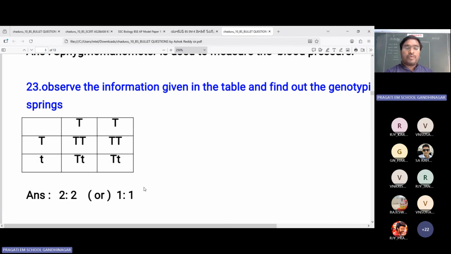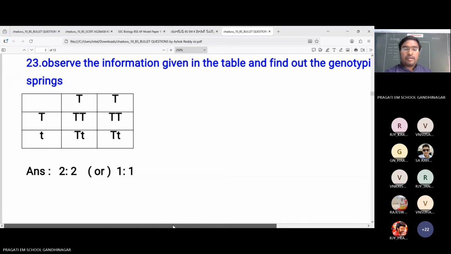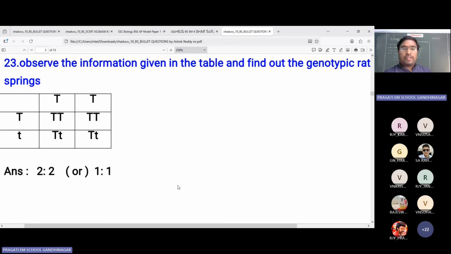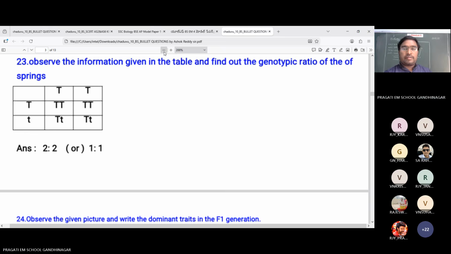And another Punnett square here. Please look at the Punnett square. Observe the information given in the table and find out the genetical ratio of the offsprings. Here, in this Punnett square, the parents, children, are homozygous one pair and heterozygous one pair, two different parents. Parent traits are there.